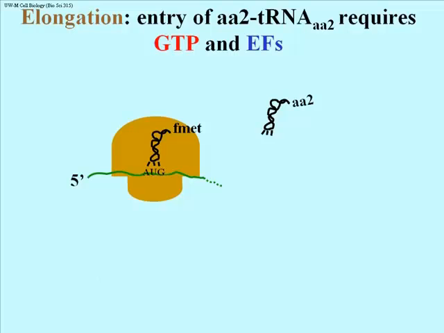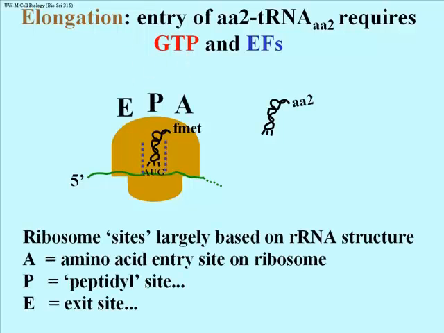As you might expect, the second amino acid that is to be put into this newly growing chain has to be attached to its tRNA, and so here we see amino acid 2 on its tRNA, and adding this to the complex required GTP, as well as elongation factors.